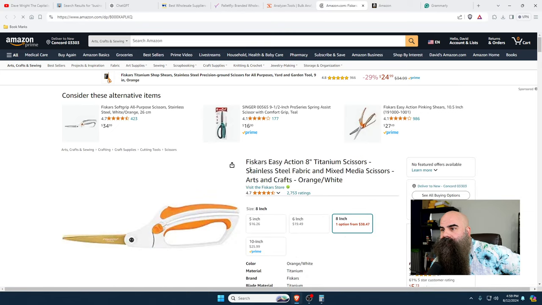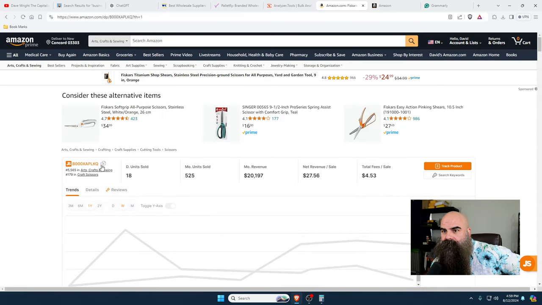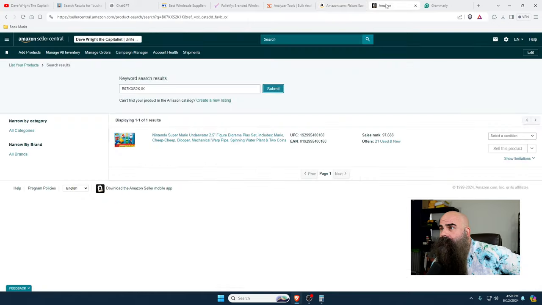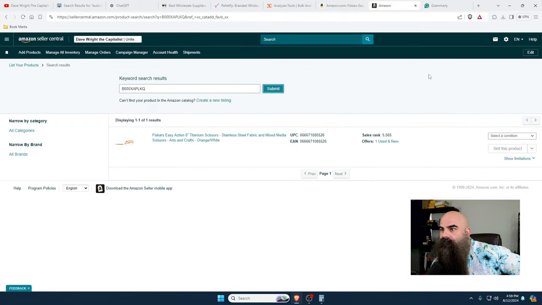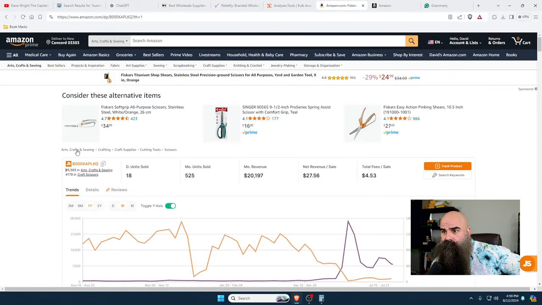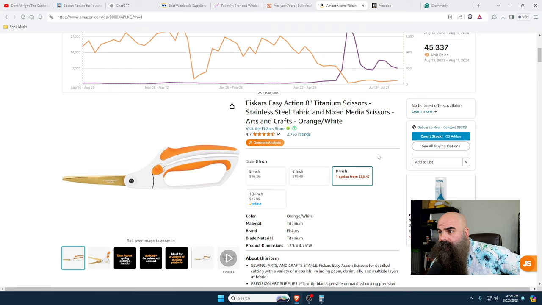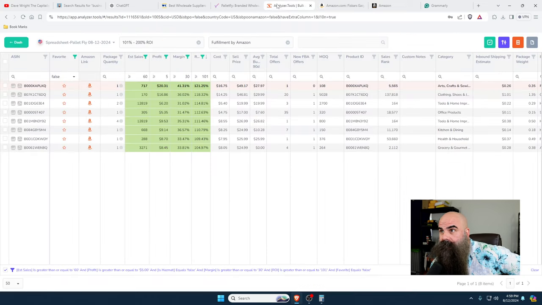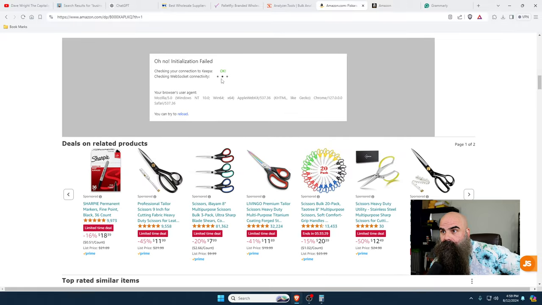Keep going. Scissors by Fiskars. I've sold Fiskars in the past, but I'm not 100% sure. I think Fiskars currently blocked people from selling their stuff because I was selling them and they stopped. All right, so this particular one I could buy. Fiskars is a good scissor. They sell 525 a month, $18, but this is a variation listing, and we're looking at the 8-inch ones. So let's go down here.